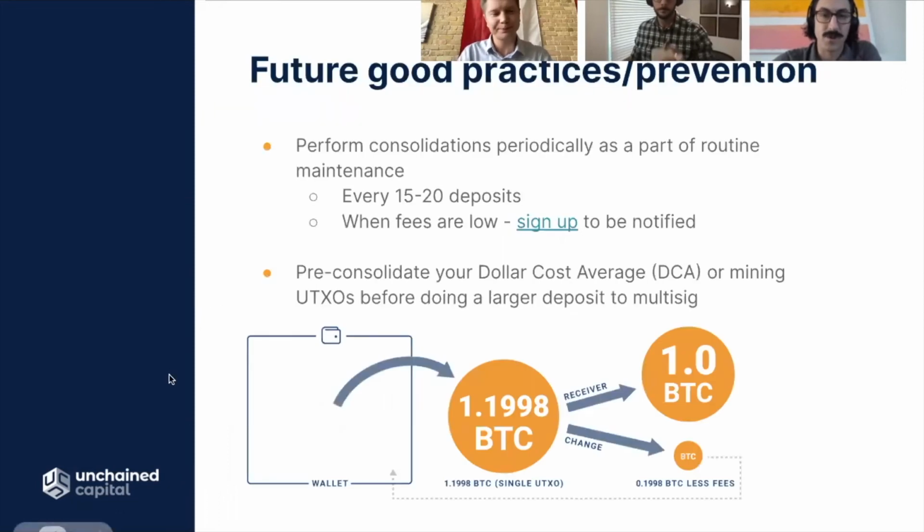So, some future good practices in prevention. There's a few questions I've seen come in the chat, and I think what I'm about to talk about will help answer some of those, but keep the questions coming. We love it, and we'll have some dedicated time after this to go through them all.